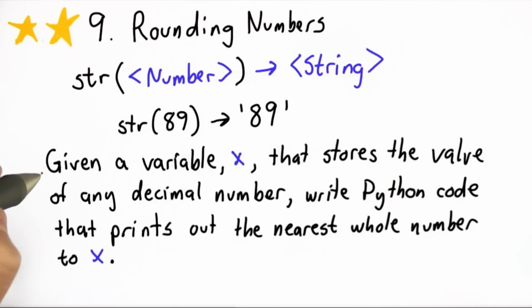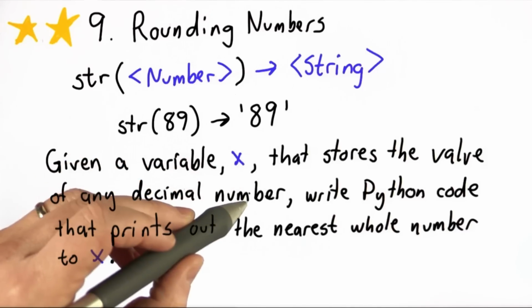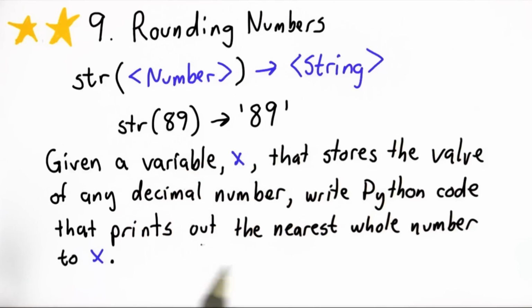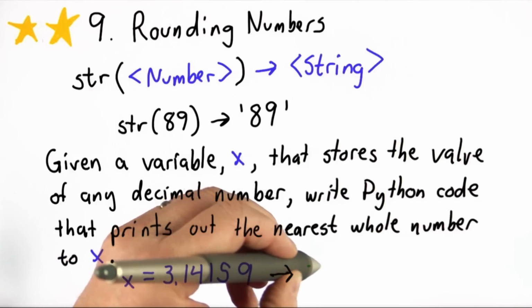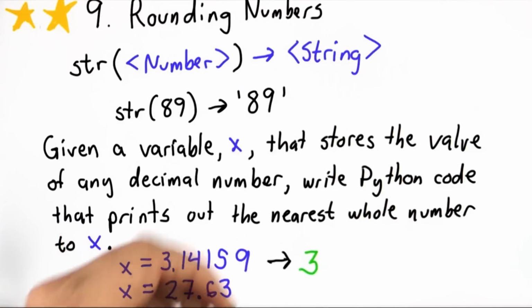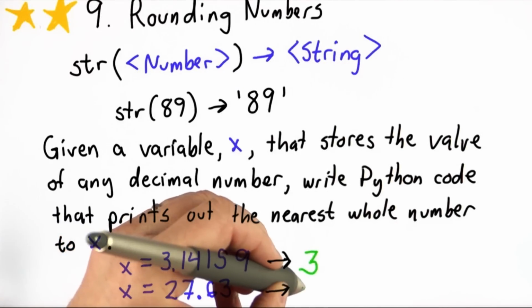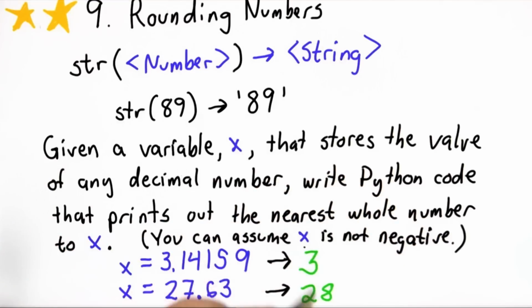So your goal for this question is, given a variable x, so at the beginning of your code, x has been initialized to store the value of any decimal number, what your code should do is print out the nearest whole number to x. So here's a few examples. If the value of x is 3.14159, what your code should print out is 3. If the value of x is 27.63, your code should print out 28. And to keep this a little simpler, you can assume that the value of x is not negative.